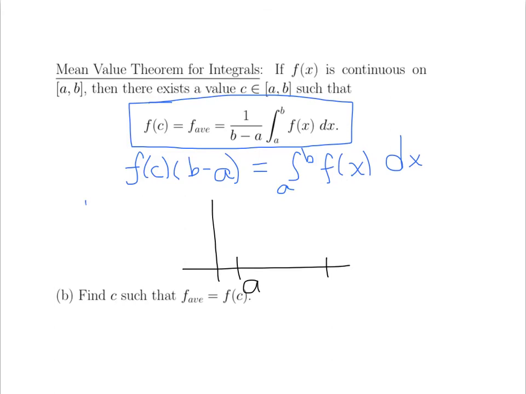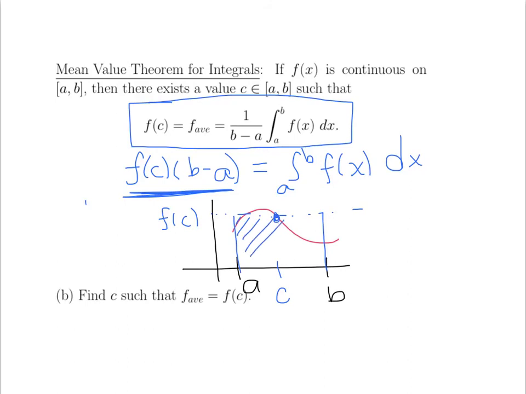So we have an a, we have a b, and then you have some function. So maybe it looks something like this, who knows. And then at some point you're going to find a c, right? And if you look at this side of the equation, f of c times b minus a, well, here's f of c, correct? This value right here. So you can think of that as f of c, and then b minus a is this distance from here to here. So really what this f of c times b minus a is, is the area of this rectangle.